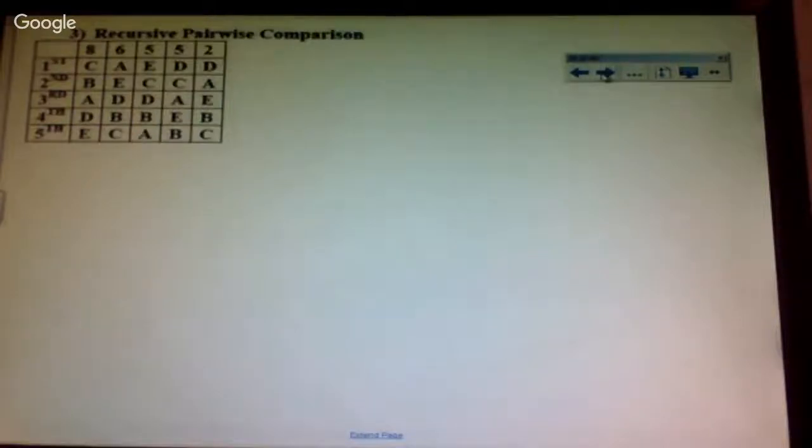On your project, one of your methods when you perform them has got to be recursive. If you do all the recursive, I give you bonus. Okay.